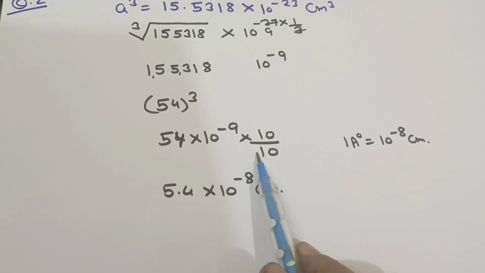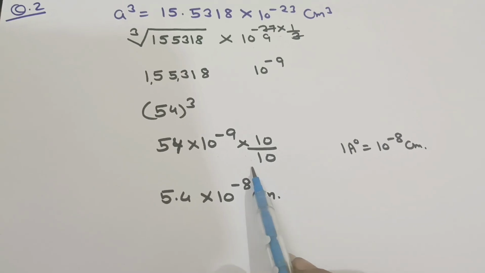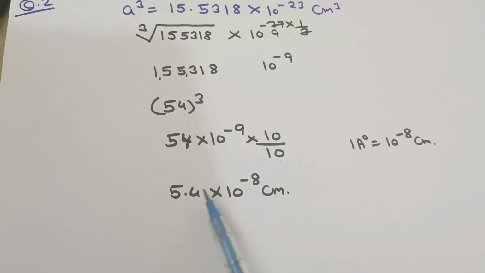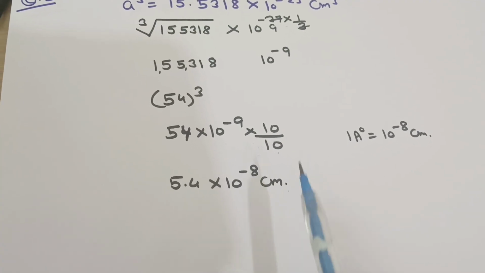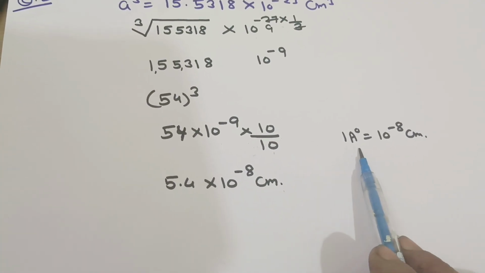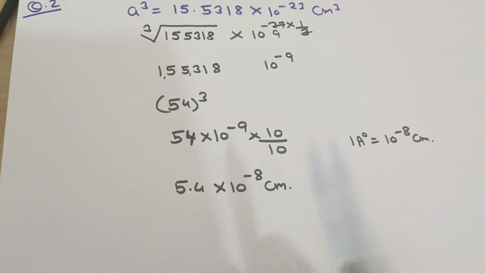So this is our example. If we want the answer in angstrom, then multiply by 10 and divide by 10. So the answer is 5.4 into 10 to the power minus 8 centimeter. We know that 10 to the power minus 8 centimeter is equal to 1 angstrom. So the answer is 5.4.